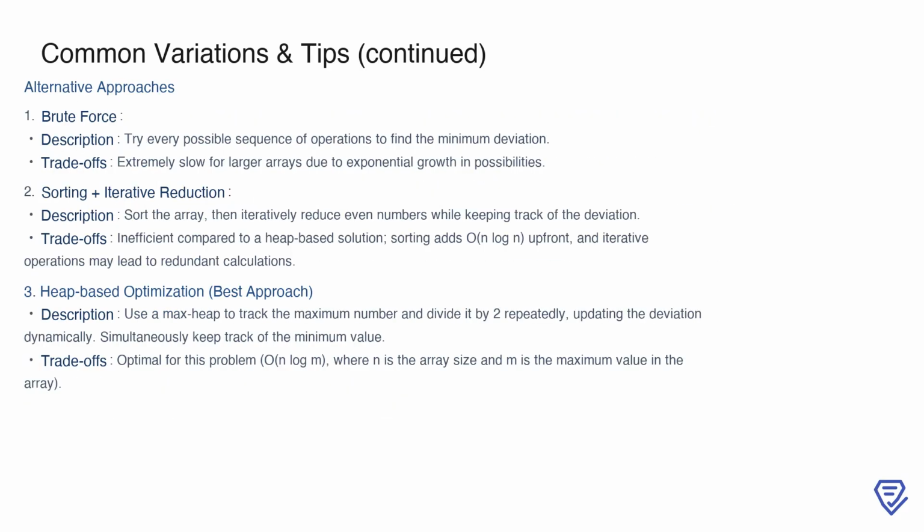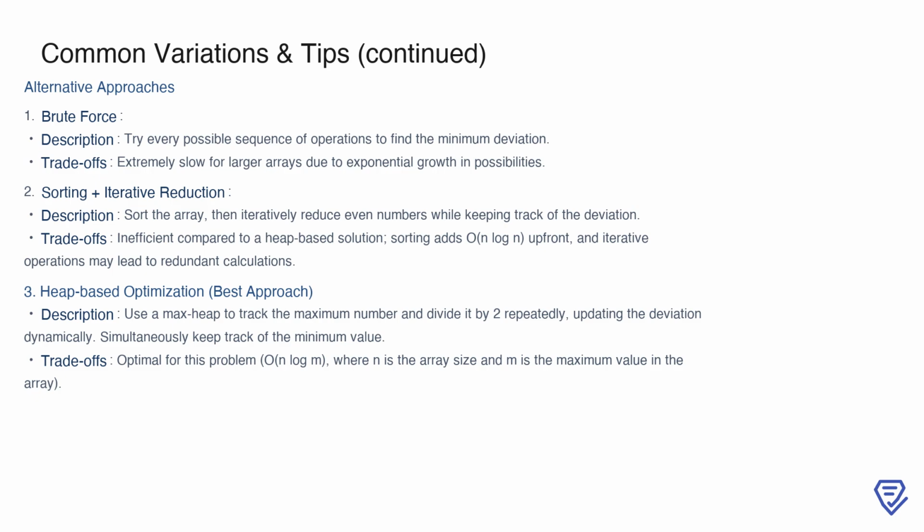There are a few alternative approaches to solving this problem, each with its own strengths and weaknesses. The brute force approach involves trying every possible sequence of operations to find the minimum deviation. While conceptually simple, this method is extremely inefficient for larger arrays due to the exponential growth in possibilities, making it impractical. Another option is to use sorting combined with iterative reduction.